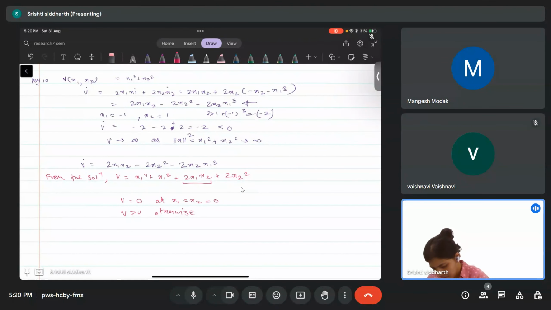Okay, but this was fine. So let's see if we can reduce this one to something. Okay, so v dot is 2x1 x2 minus 2x2 square minus 2x2 x1 cube.